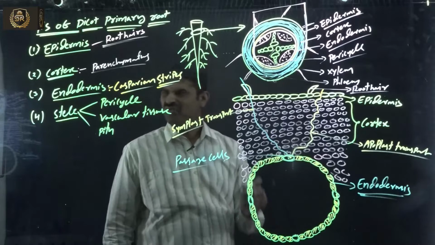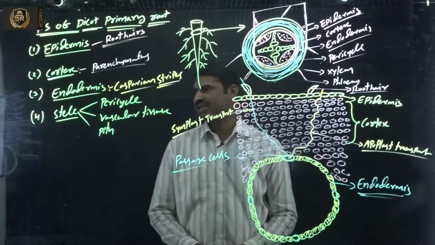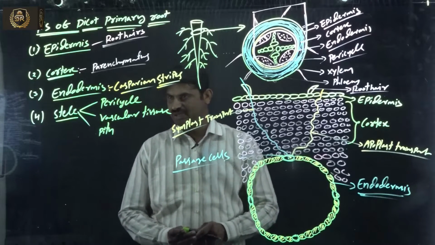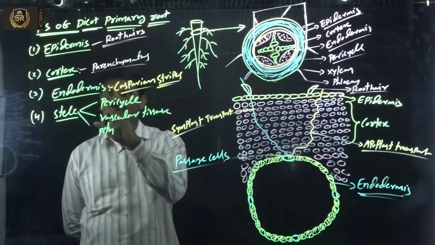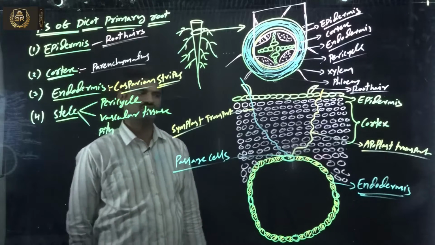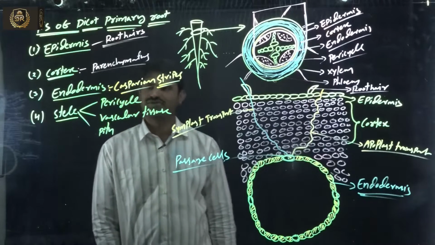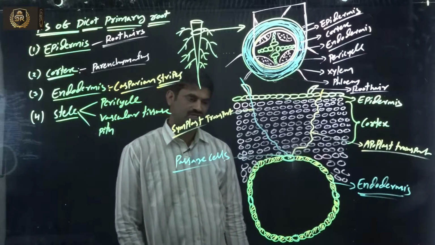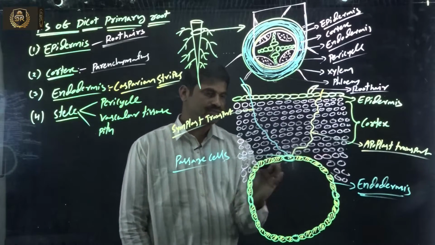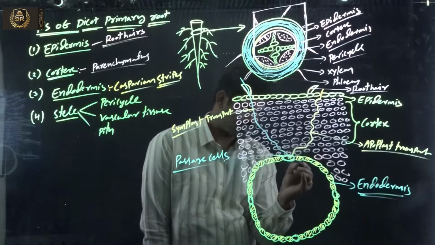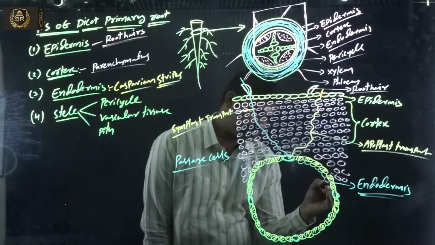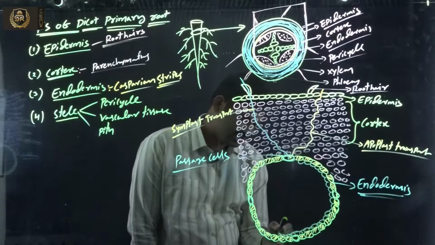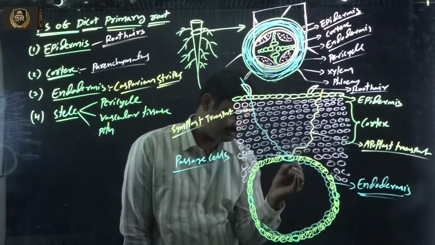Okay, the first part of the stele is called the pericycle. The pericycle is located below the endodermis and above the vascular tissue. Next one, this pericycle, the first part of the stele, is made up of parenchymatous cells.